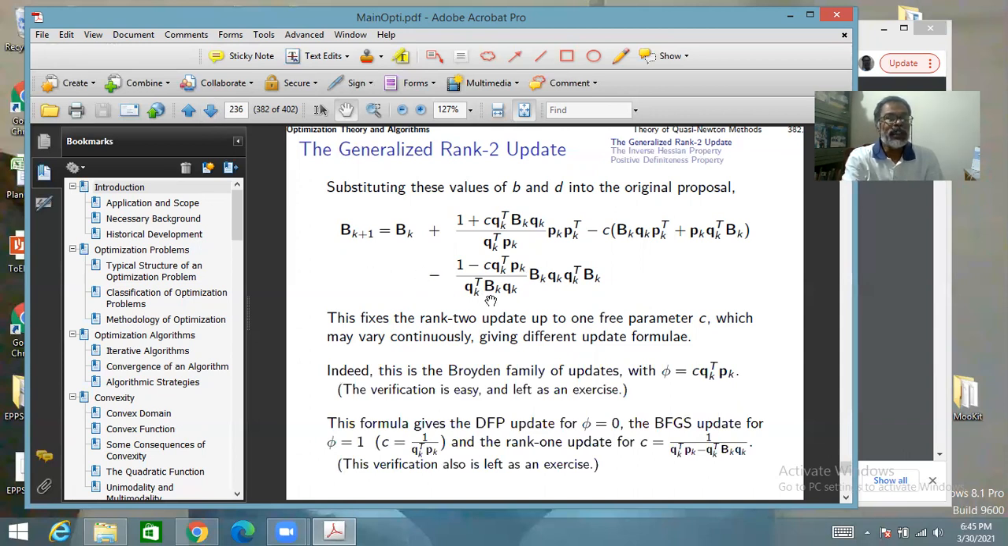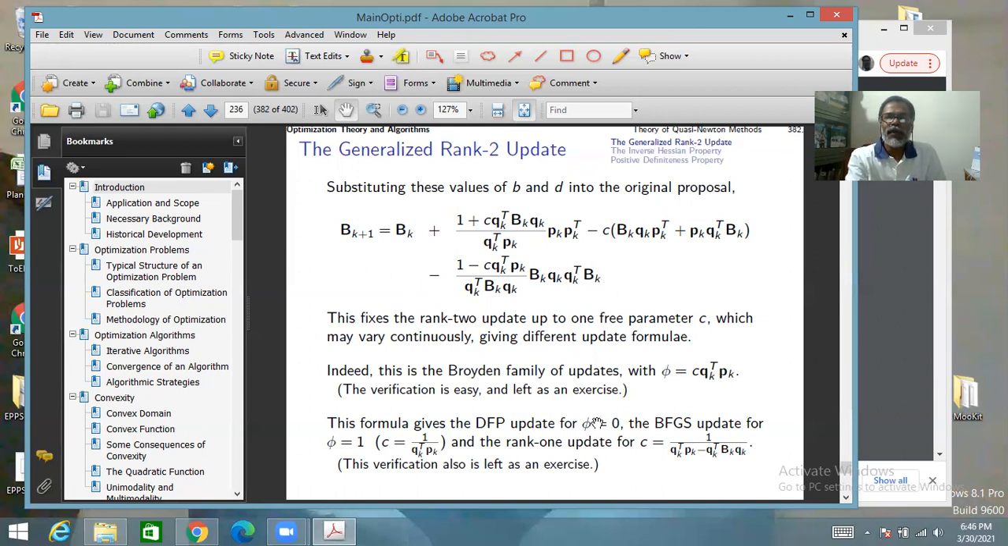So in the Broyden family of methods, we have already seen that we have a free parameter, that is phi. That free parameter phi and this free parameter c are actually related like this. You can put c equal to phi by this, and then separate out all the phi terms and other terms. You will find that you get this as Bk plus (1 minus phi) into DFP update plus phi into BFGS update. You will get this equality as you put this.